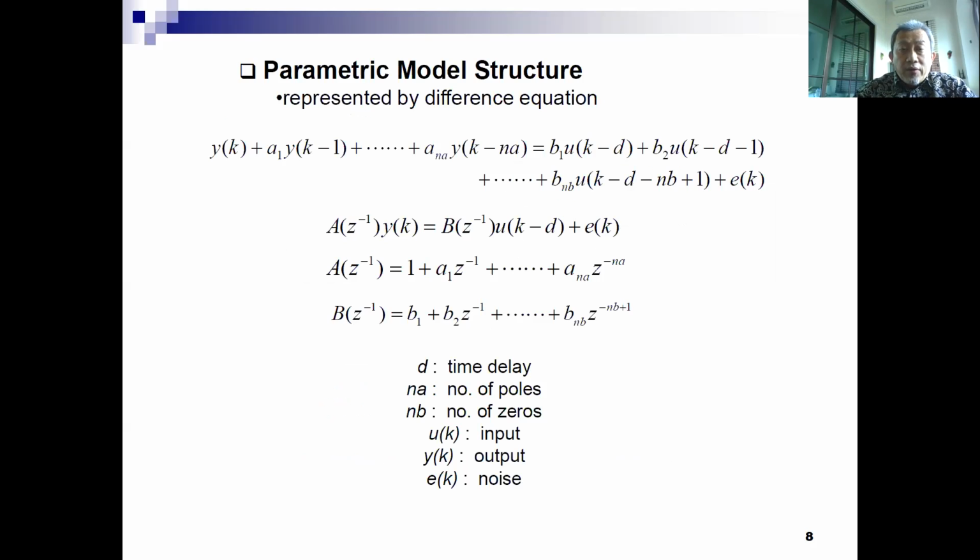That's why we have a model structure based on the general linear parametric model, with Y is the output, U is the input. And we have polynomial A and polynomial B that represent the coefficients, the order of the systems, where D is the time delay, A is the number of poles and B is the number of zeros. U, Y, and E are the input, output, and noise respectively.